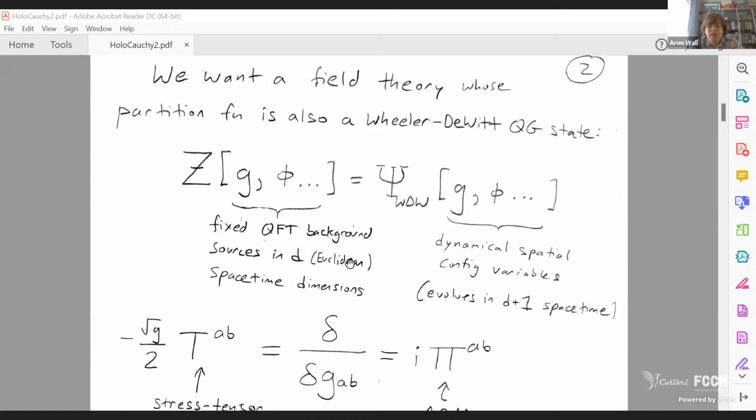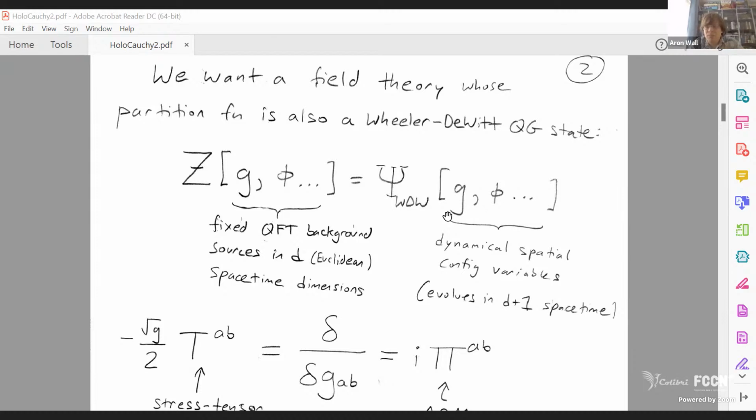So it's going to be D Euclidean, and this is a little bit of a misnomer, but I mean Euclidean spacetime dimensions in the sense that we have a partition function on this left side and not a state. So it depends on the background metric, and it depends on some other set of sources that I've written out like this. Okay, so on the right-hand side, we interpret the same number, the same function, to mean something else.